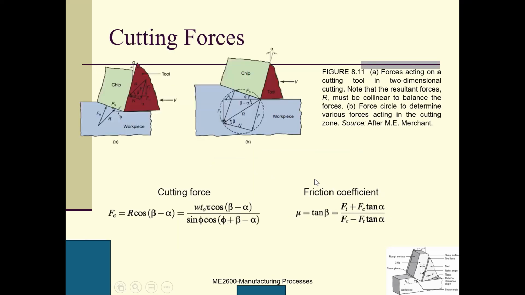So this is the beta, alpha. We have alpha as the rake angle. The beta is defined as this. Right. So here R is the resultant force. Suppose we have this as the cutting speed. So we have the reaction force.